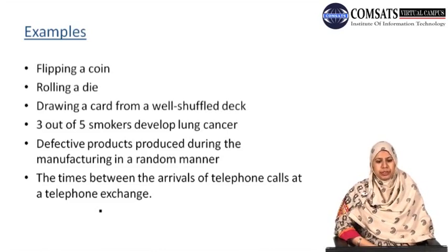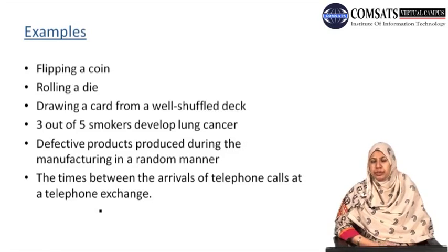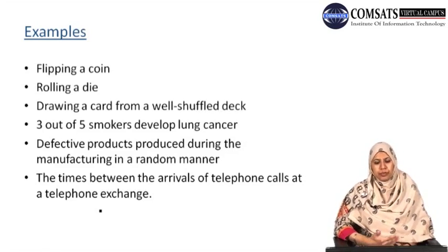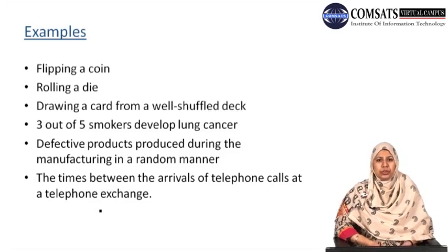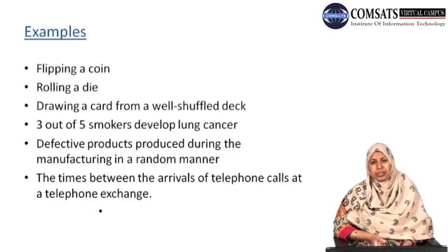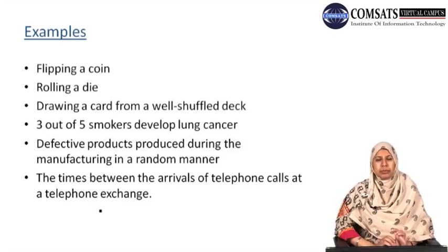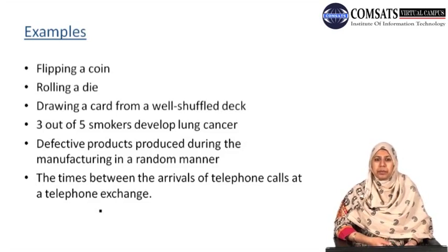Another example, drawing a card from a well-shuffled deck. Then we have 52 cards in a deck. We know the set of possible outcomes, but drawing one card from a well-shuffled deck, we do not know which card will come out. So this is a situation of uncertainty. That is, we know the set of possible outcomes, but we do not know which outcome will occur. So all these examples are examples of random experiments.